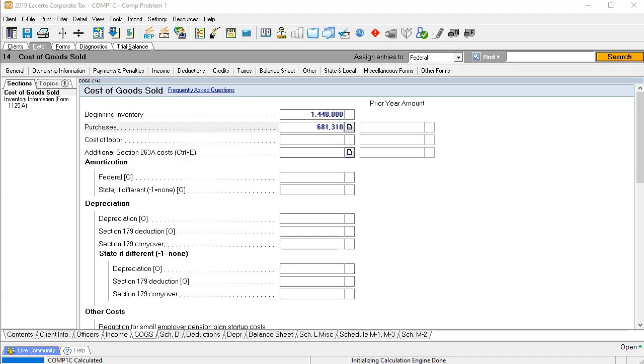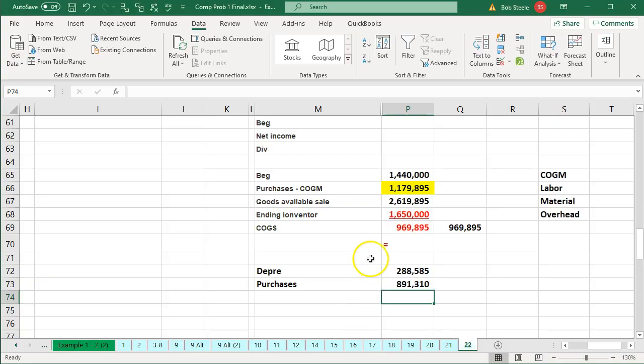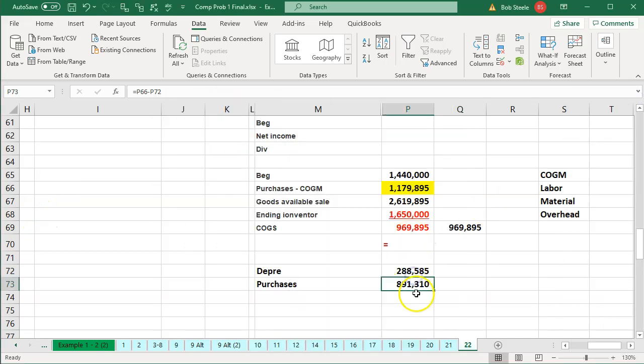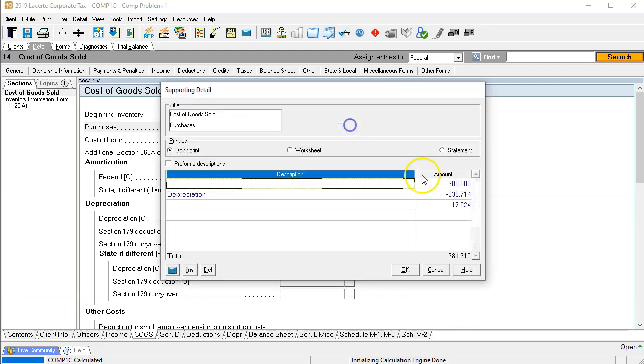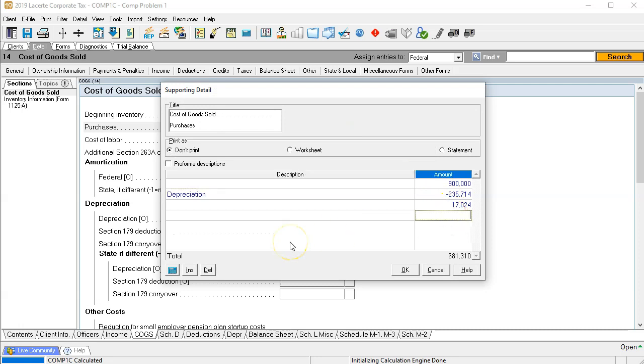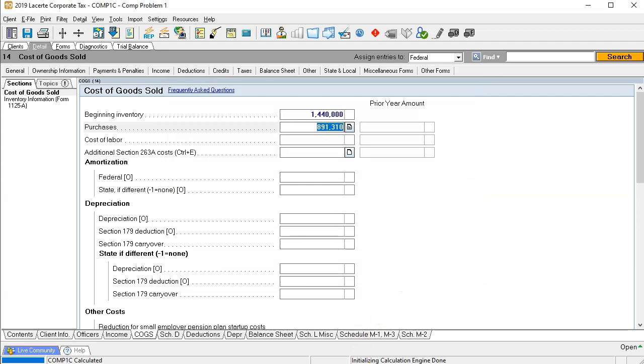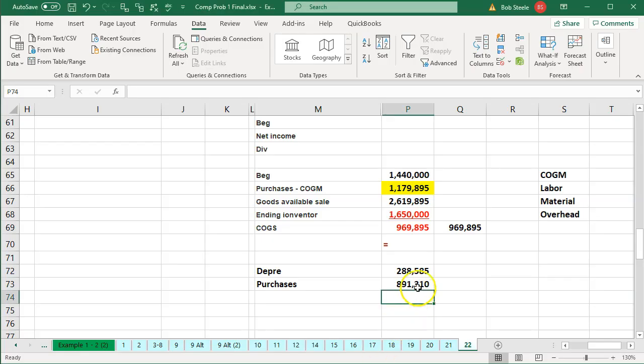And we want it to be, we're saying that the purchases, this is going to be broken out between the depreciation and the purchases again. So I'm going to say in purchases, I want that 891. So minus the 891310. And that's going to be a 210 adjustment. Again, this purchases down here is taking this number minus the depreciation, which is calculated by the software. So this number then I want to add to it 210000.